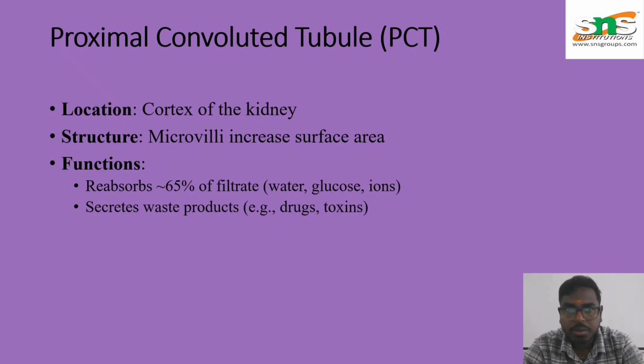Now we're going to see about the proximal convoluted tubule. This tubule is mainly present in the cortex region of the kidney. The structure of the proximal convoluted tubule consists of microvilli, which increase the surface area. The function of the proximal convoluted tubule is that it reabsorbs 65% of the filtrate. During this reabsorption, it mainly absorbs water, glucose and ions, and it also helps in secreting waste products such as drugs, toxins, etc.